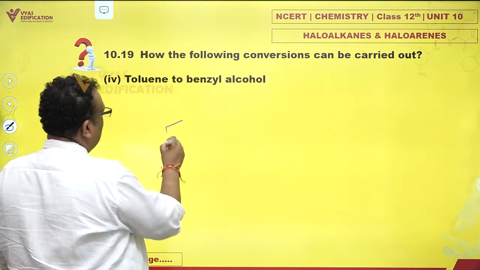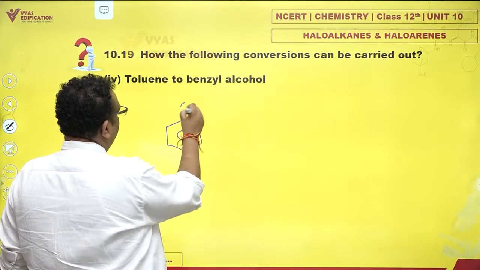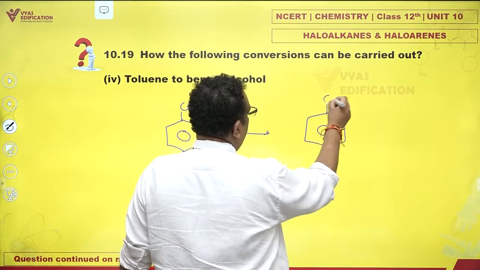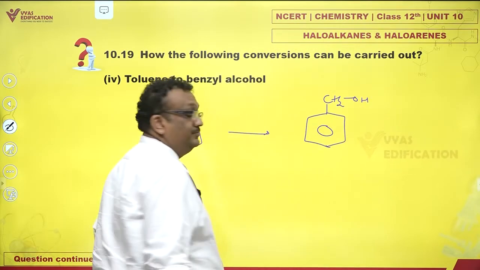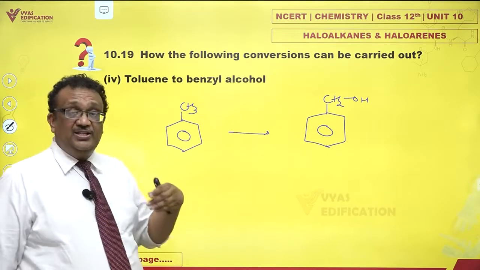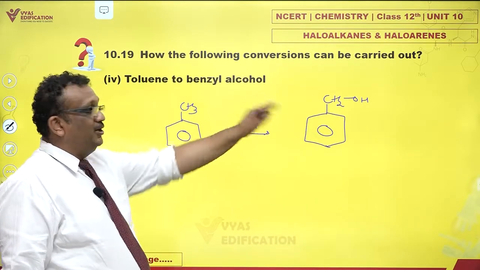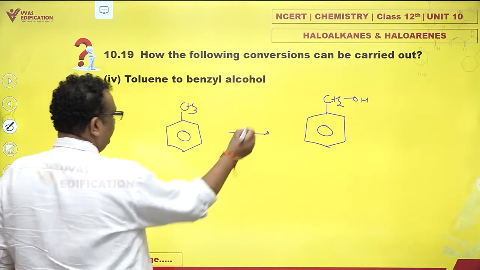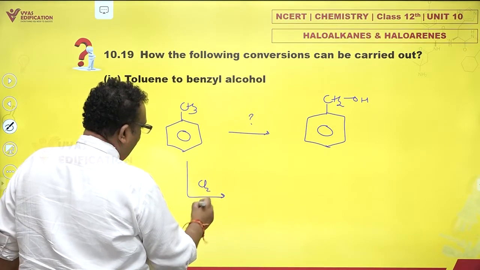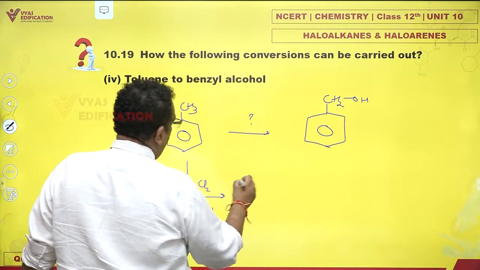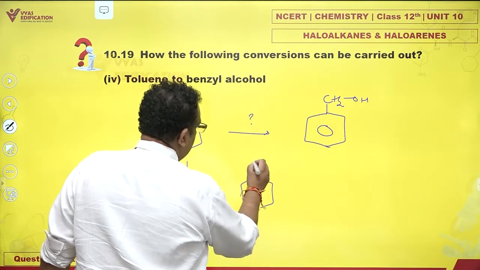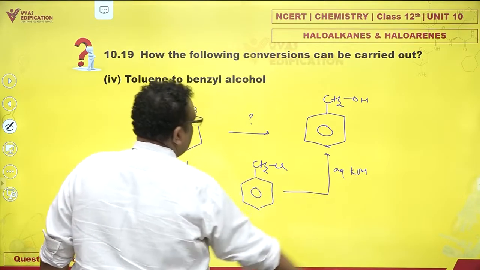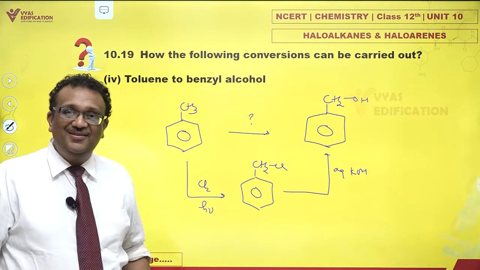Toluene to benzyl alcohol is again a repeated question. But, well, let's see how we do this. There are many methods. Heating with freshly precipitated manganese dioxide can do this in 1 step, yes. But a more classical method as per NCERT would be: you take chlorine and heat, you get C6H5CH2Cl, and simply add aqueous KOH. You get benzyl alcohol. This is one method.